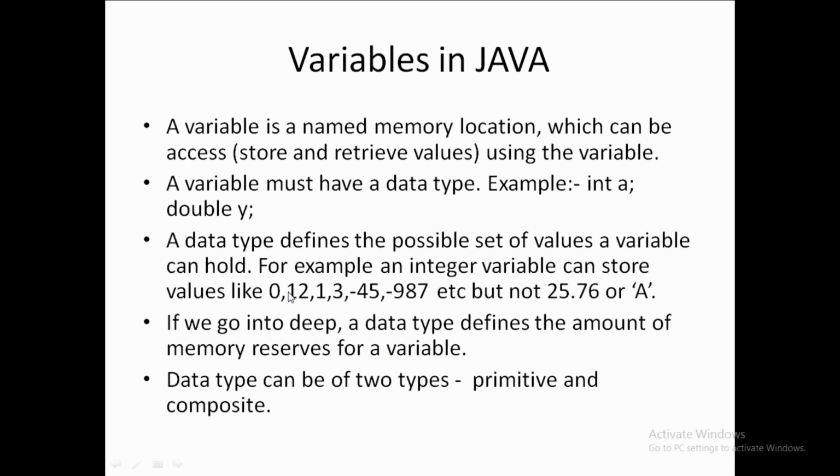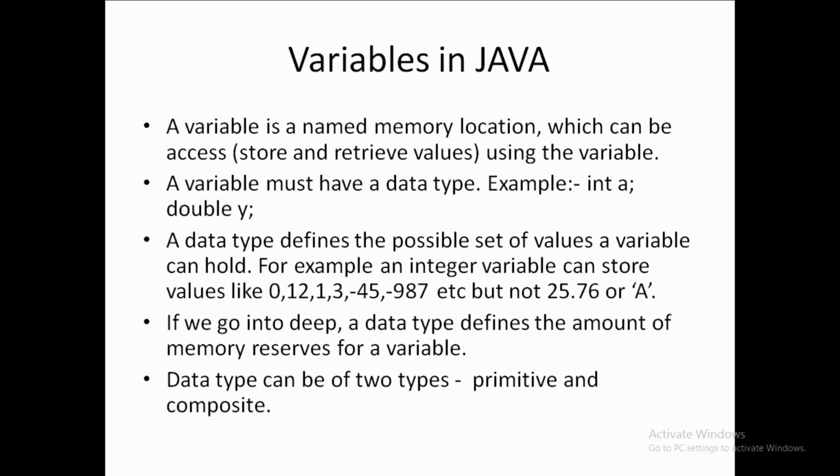Now values can be of different types. These types of values are known as integer values, as these don't have decimal points. These values are called double values or float values. These values are called character values. Now by using a data type we actually specify two things: one, what possible values a variable can have, and two, what amount of memory will be reserved for that variable.